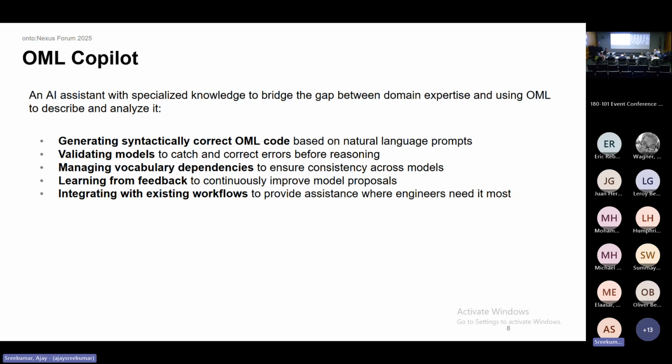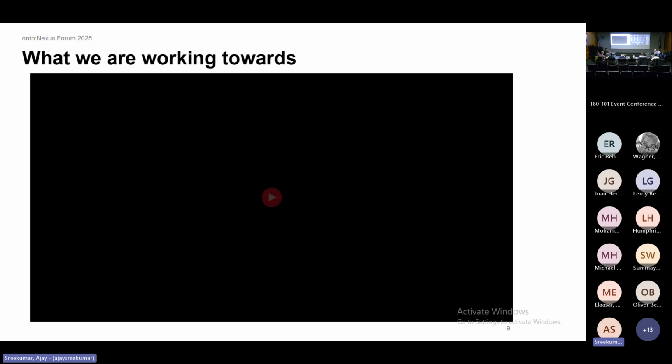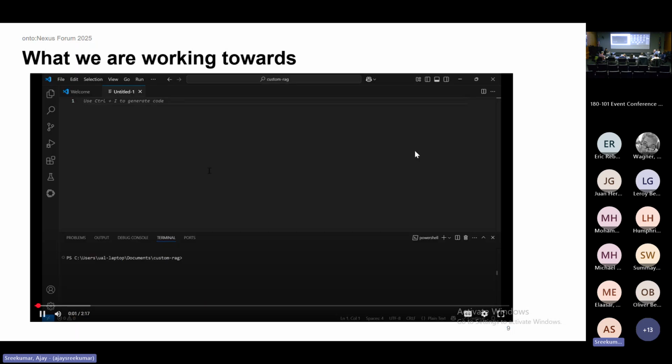And every single time the model gives us an output, we would be iteratively improving the output by making it understand what a correct output is and what is incorrect. And we would be overall integrating it with the existing workflows so that the engineers would only specifically focus on domain level expertise. So this is a mock-up of what the final product would look like.